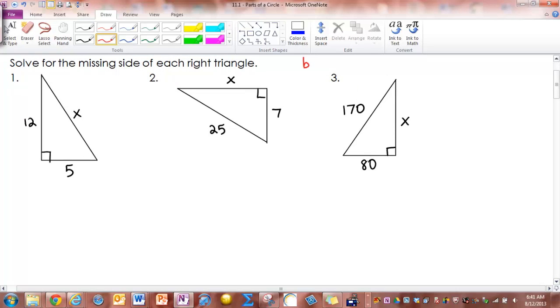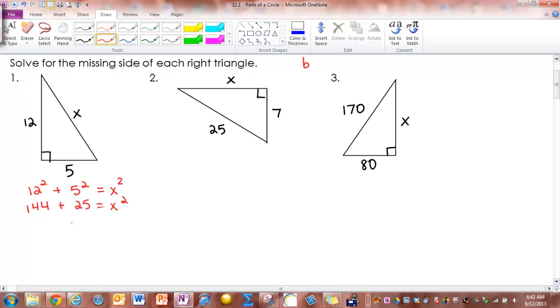So in example 1, the X is in the C spot. So I'm going to start right away by putting the X squared on the right side of the equal sign. Then the 12 and the 5 go in the A and the B spot in either order. So I go 12 squared plus 5 squared over here. Then I'm going to solve. 12 squared is 144 and 5 squared is 25 equals x squared.